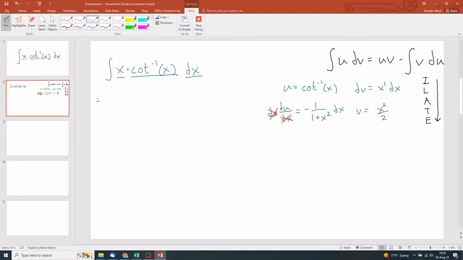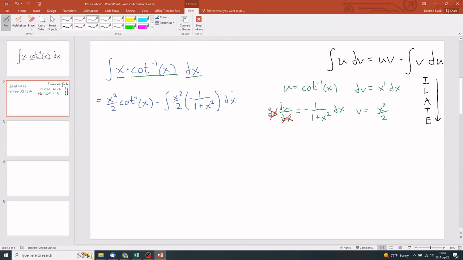So this integral is equal to u times v. So x squared over 2 arc cotangent of x, minus the integral of v du. So that's going to be x squared over 2, and then du, we have this negative 1 over 1 plus x squared dx.